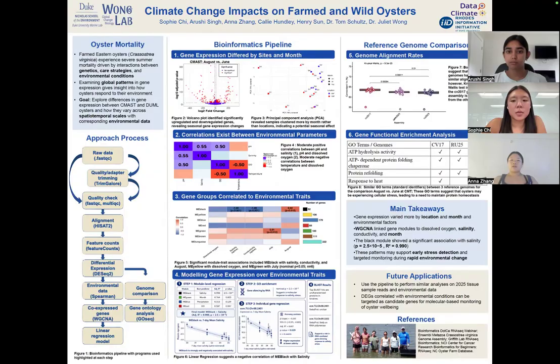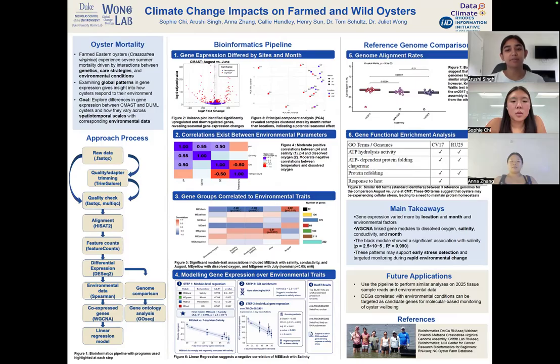And lastly, we ran a gene functional enrichment analysis on all 3 reference genomes, with a list of GO terms such as ATP hydrolysis activity and protein refolding that we observed to be similar between these, which could indicate how these results could have a reproducible trend and how oysters may be experiencing cellular stress with a need to maintain protein homeostasis.